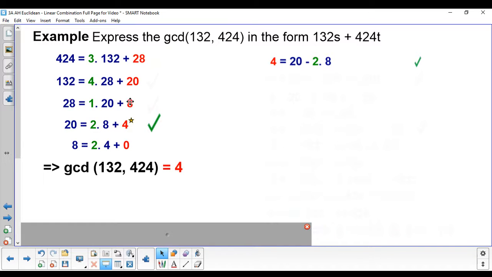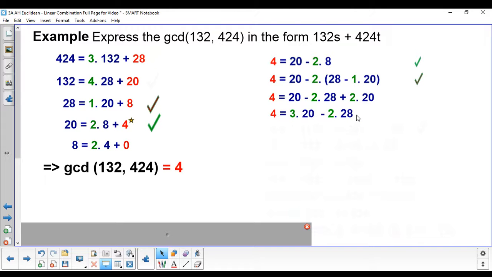How can you represent 8? 8 is 20, take 1 lot of 20. So in a bracket, we have that. Notice I've ticked because I've dealt with that. Do not go to the next line, sort this out. So that's 20, take 2 lots of 28, minus 2 times minus 1 is plus 2. So you end up with 2 lots of 20 plus another 20, 3 lots of 20. Now go to the next line.